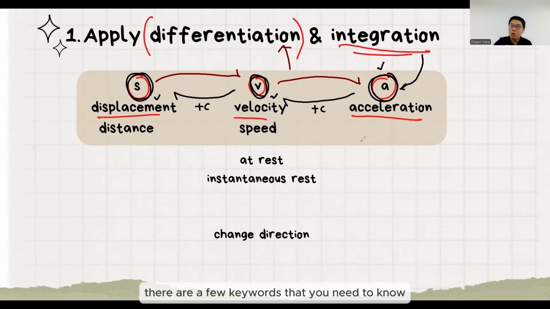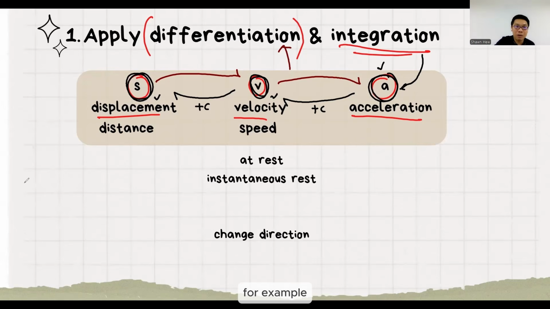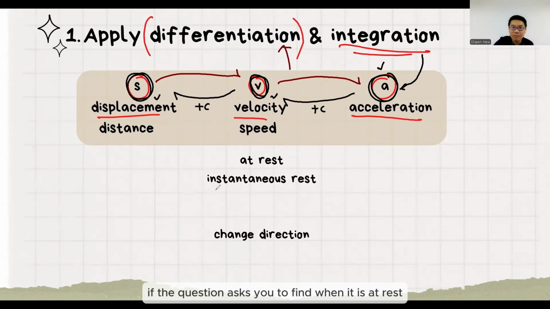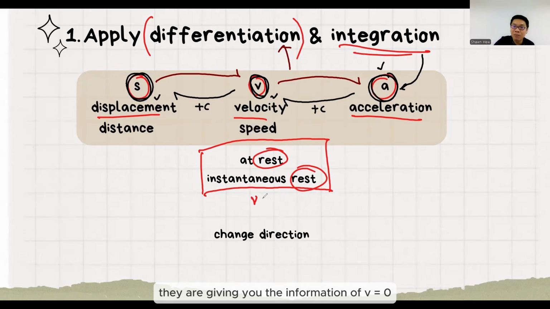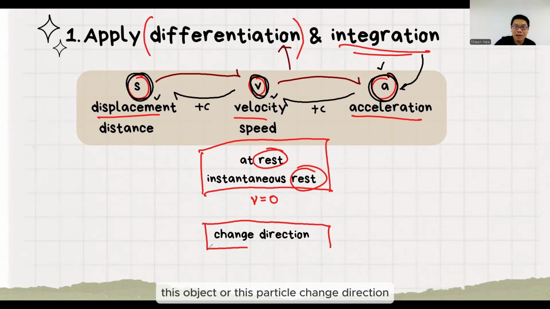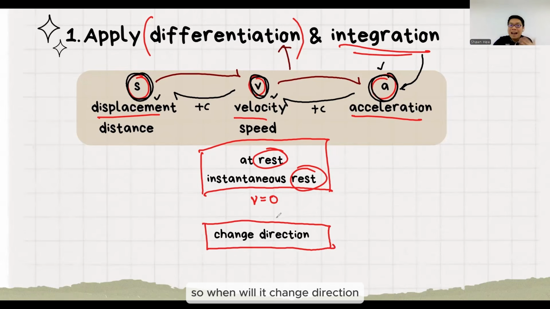There are a few keywords that you need to know. For example, if the question asks you to find when it is at rest or instantaneous rest, as long as you see the term rest, you need to immediately know they are giving you the information that v equals 0. This you must know. After that, they might tell you this object or this particle changes direction. So when will it change direction? You can use v equals 0 to find the time. Then you know the time that they change direction.